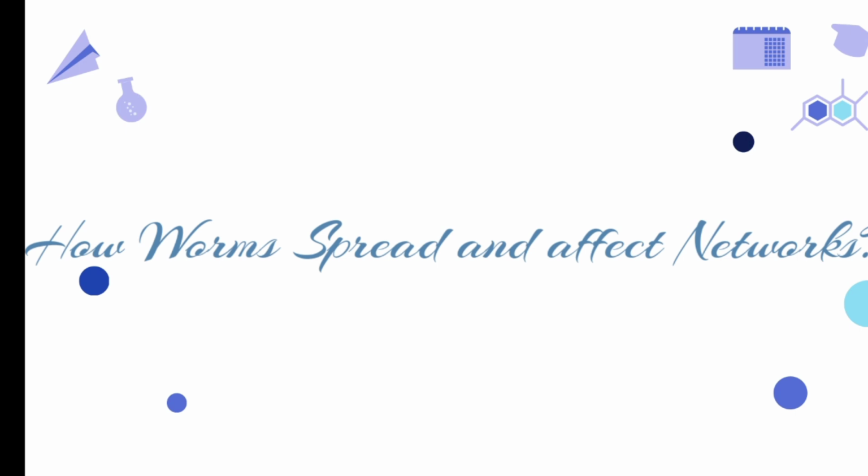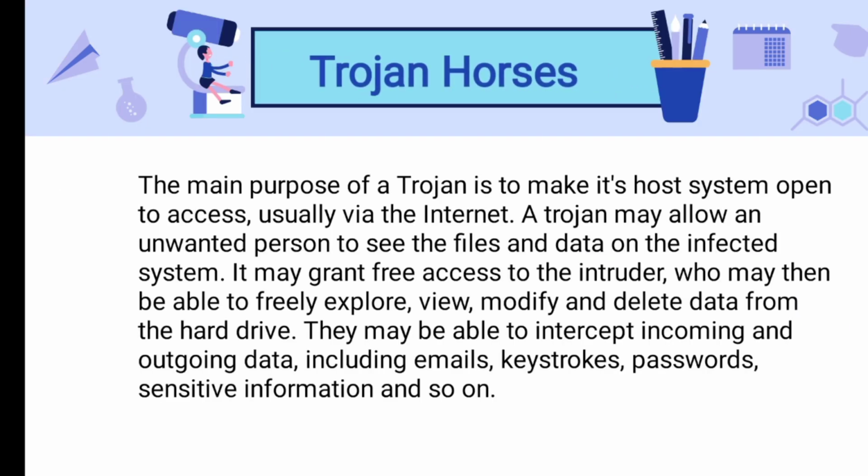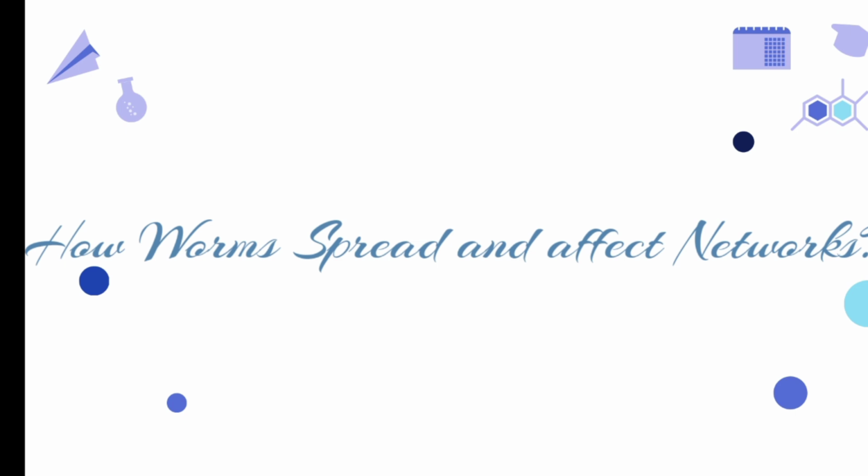So how does worm spread affect networks? Most worms disrupt service and create system management problems. Some worms scan for passwords and other loopholes and then send the information back to the attackers. In some cases, worms can install a Trojan horse or virus that causes damage to the system.